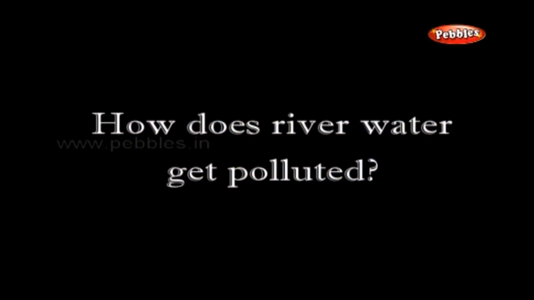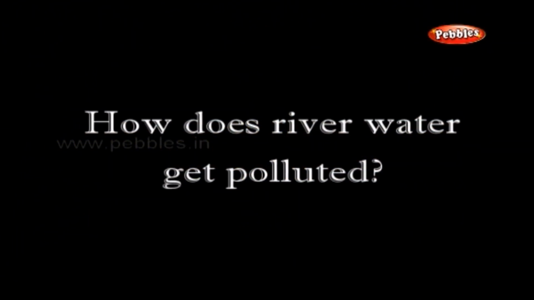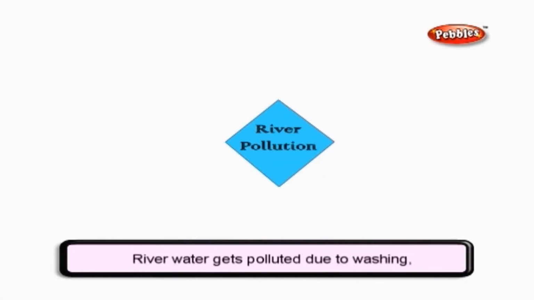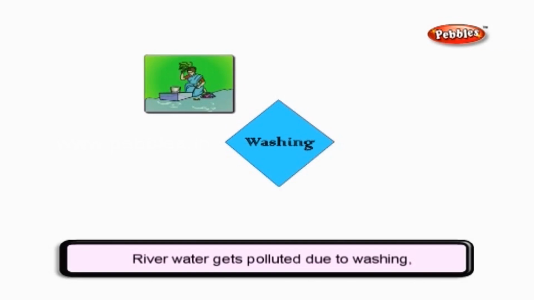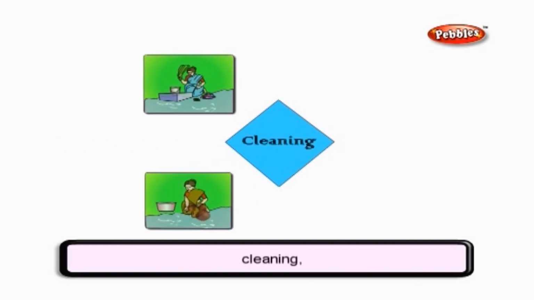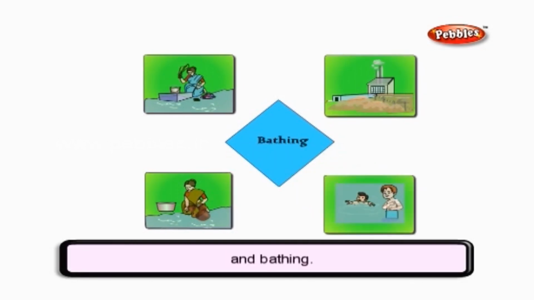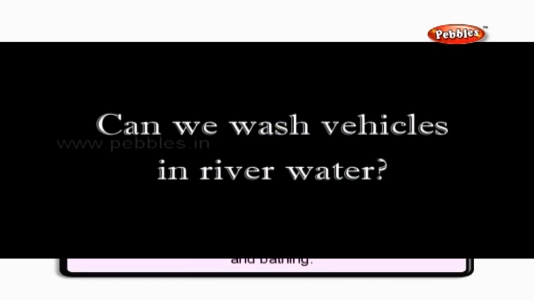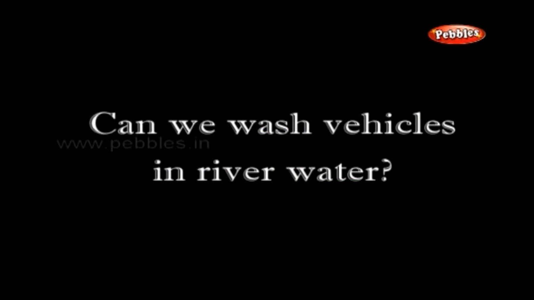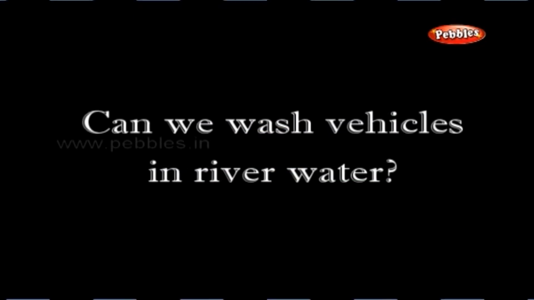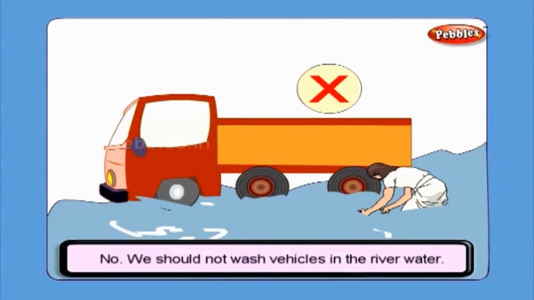How does river water get polluted? River water gets polluted due to washing, cleaning, chemical waste, and bathing. Can we wash vehicles in river water? No, we should not wash vehicles in the river water.